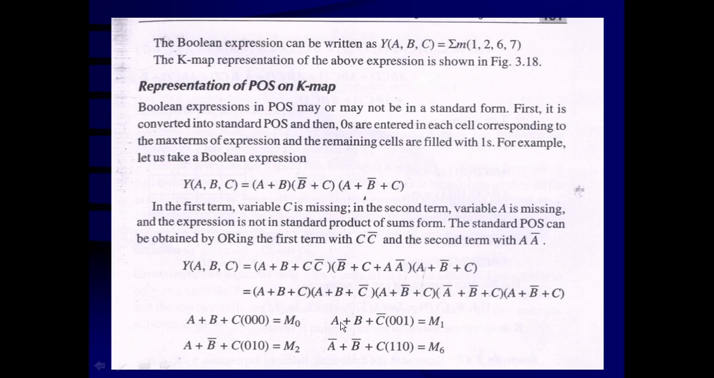The second one is A plus B plus C bar. For A it is 0, for B it is 0, but for C it is complemented, so we place 1. So 001 in binary converts into decimal 1. So this is the max term M1. Similarly, A plus B bar plus C is 010, whose decimal equivalent is 2, so M2 is A plus B bar plus C. And A bar plus B bar plus C is 110, which is M6.